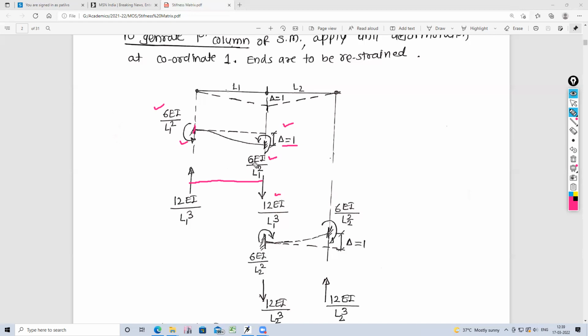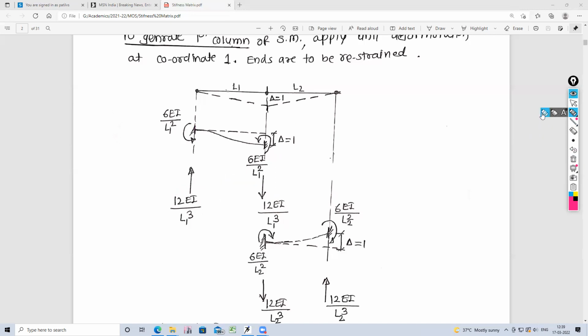So it is equal to 6 plus 6, because both are anti-clockwise, 6 plus 6, it is 12 EI upon L1 square divided by L. So it becomes 12 EI upon L1 cube will be this force, and this upward force will be again 12 EI upon L1 cube. So these are the internal forces in the first part.